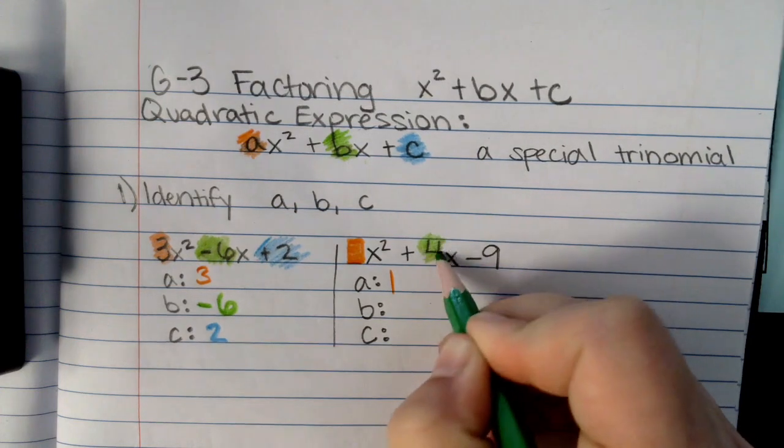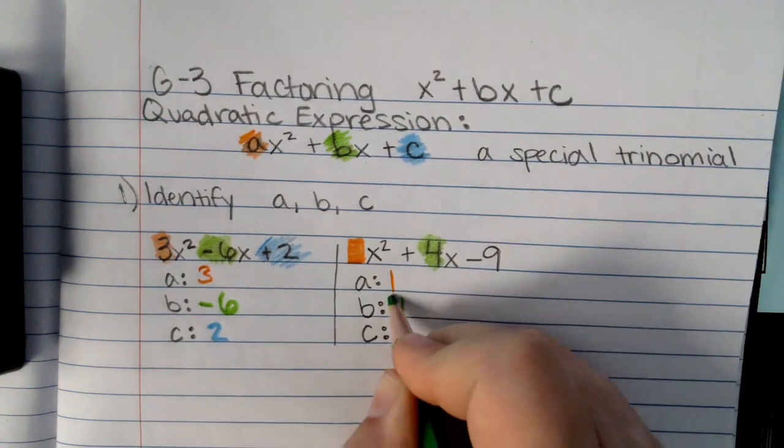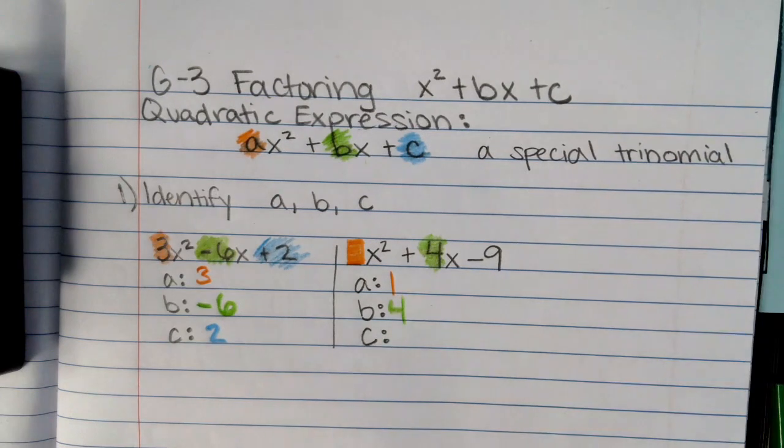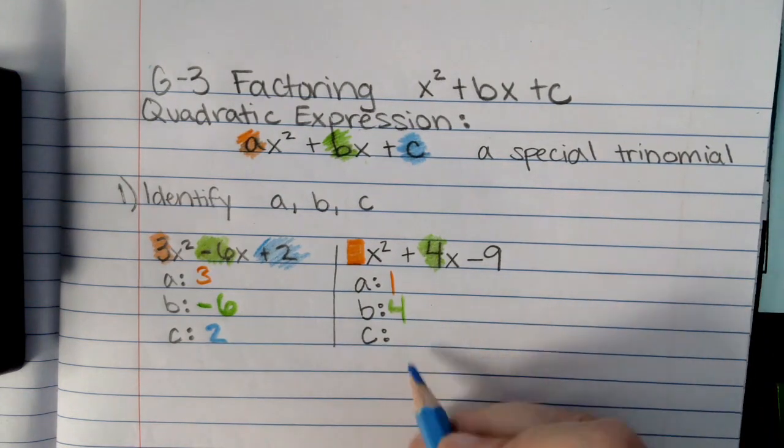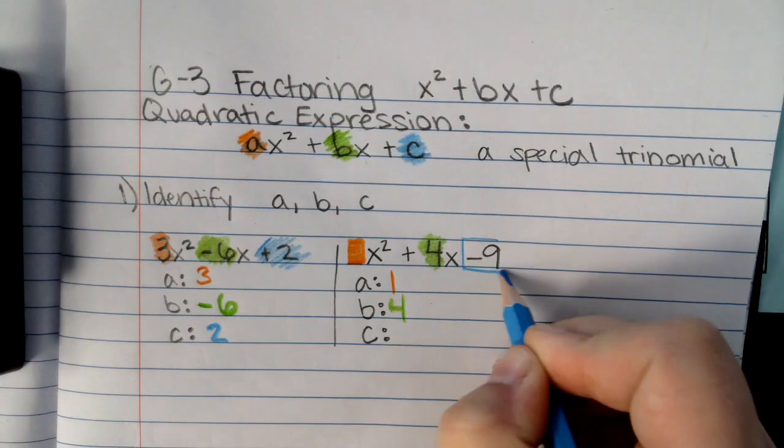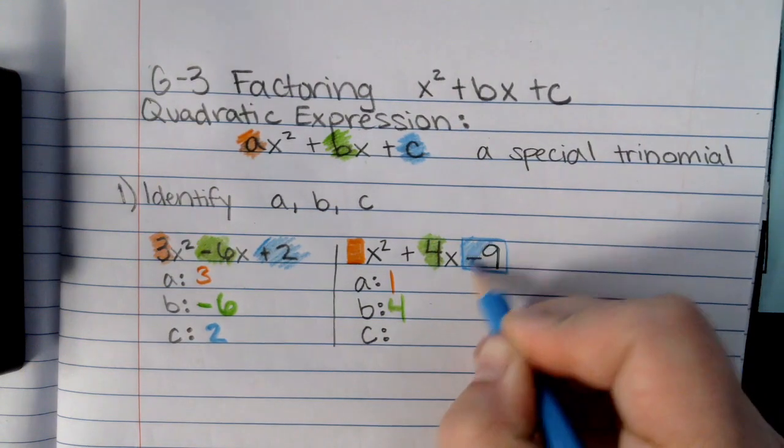And our c is our constant, our number by itself. Good, that minus turns into a beautiful negative. It's like a caterpillar turning into a butterfly. It's now, instead of a minus, it's a negative 9.